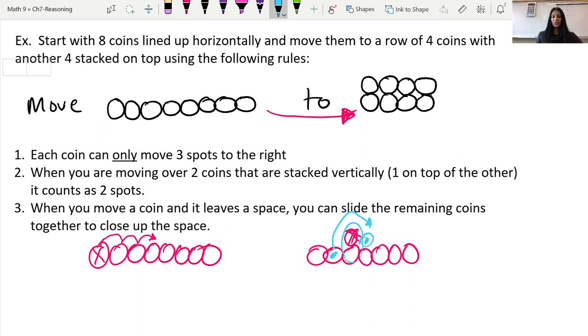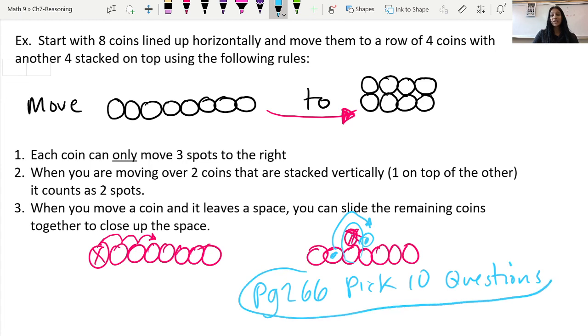Okay, so I'm going to let you try that and play around with that on your own. And for your assignment for today, on page 266, you can pick 10 questions of your choice, because they're all different types of games of strategy. They're all quite different. So you get to pick the ones that you find fun or that you enjoy solving. And that's what you're working on.